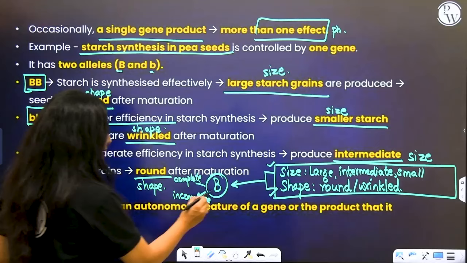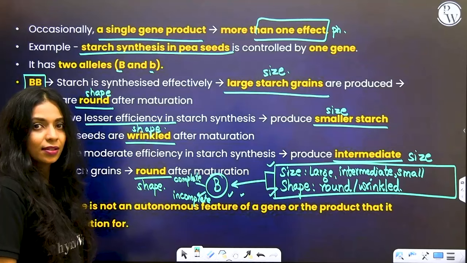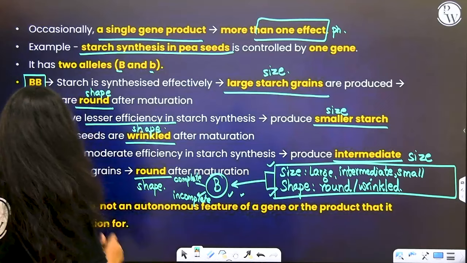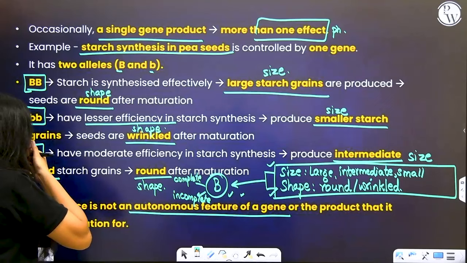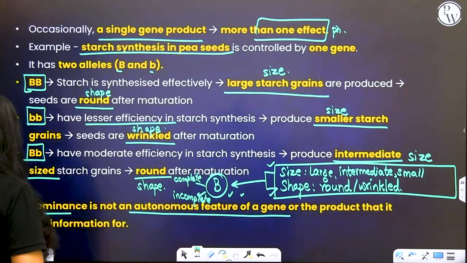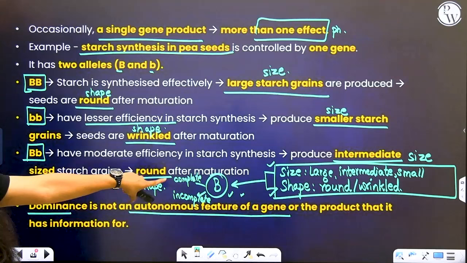We cannot say that a gene is showing complete dominance or incomplete dominance; it will depend on which is the character that you're considering. Okay. So, dominance is not an autonomous feature of a gene. A gene cannot be dominant or incomplete dominant. It will depend on the character that we are considering. Dominance is not an autonomous feature of the gene, this you should remember. Okay. This is an important line for you to understand.